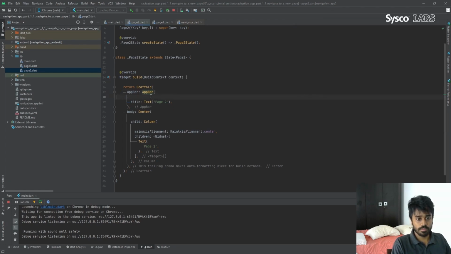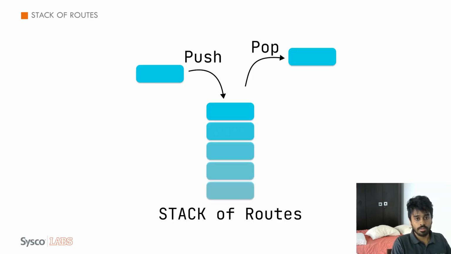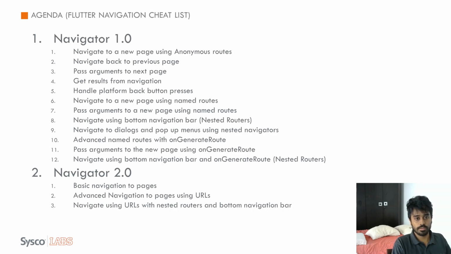So let me talk about what this stack of route is. In our example we have the page 1 here, and when we use the push method it pushed the second page here. So in the stack of routes, most top route will be only shown in the UI, and you can use the pop method again to remove any of these routes again, then you will see the page 1, which I will be showing you in the second topic.